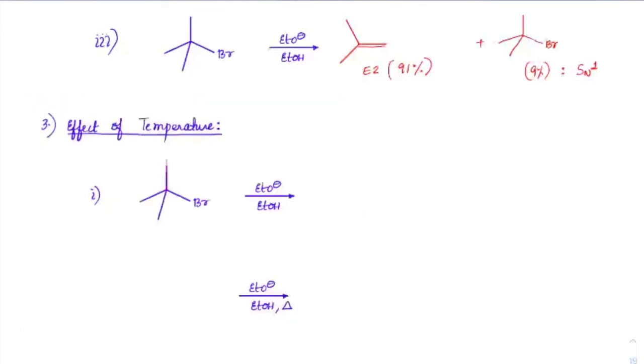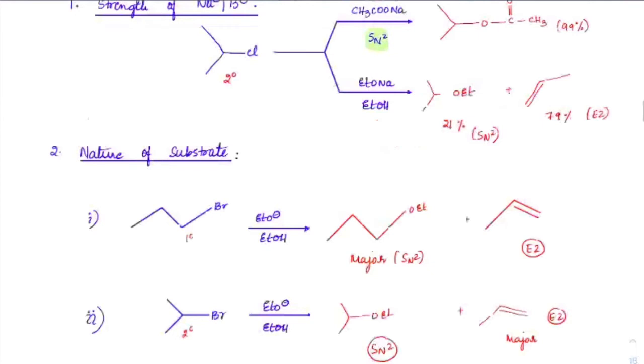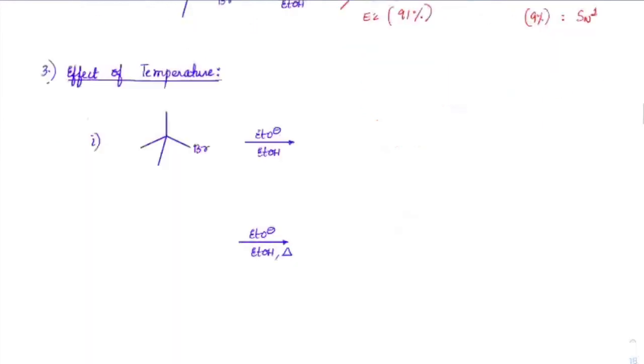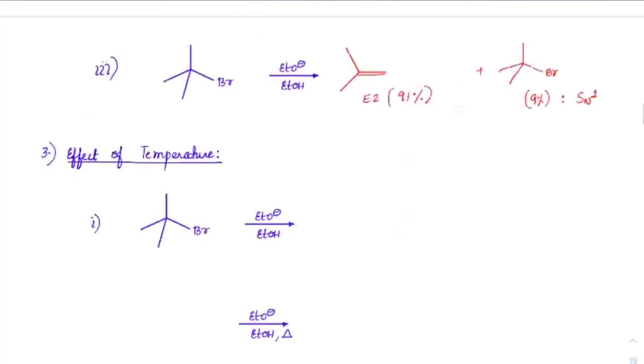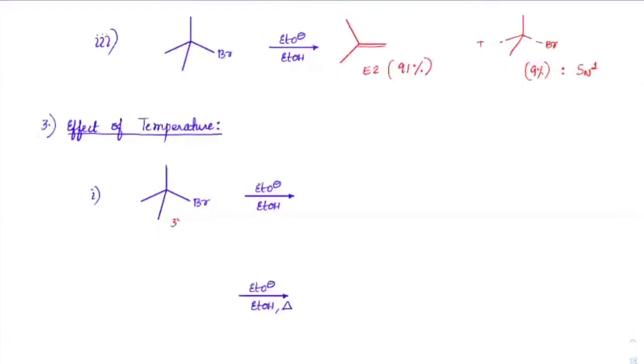So first two factors we saw: one is by changing the position of the substrate, second, the nucleophile. Third, we'll see temperature. If temperature is changing, how does it change? If we have a tertiary alkyl halide, and it uses a strong base like EtO minus, then definitely elimination is going to be the major product, and we just learned from above that it will come around 91% favored by E2 mechanism.